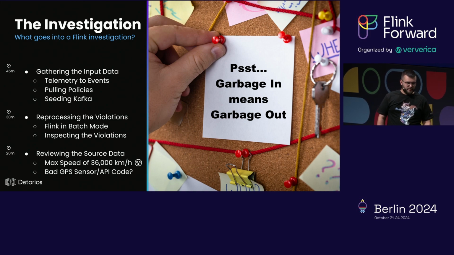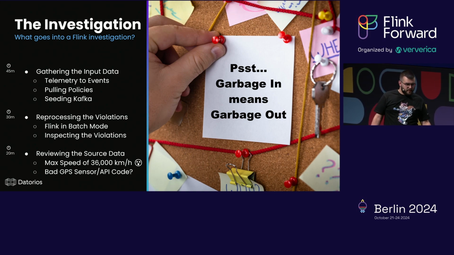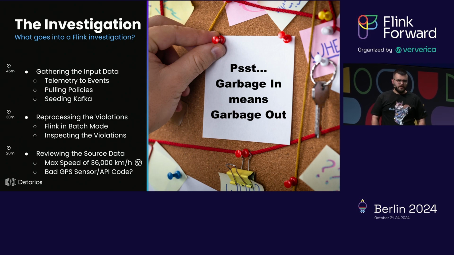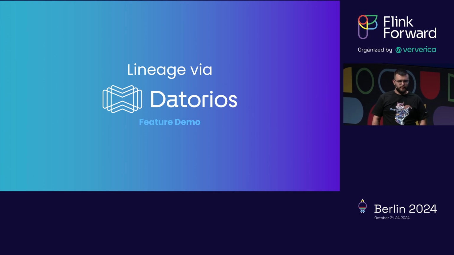So what's the problem? It seems like the API team must be sending us bad data, so we're going to punt this investigation back to them. But how can we run this investigation with a better tool?